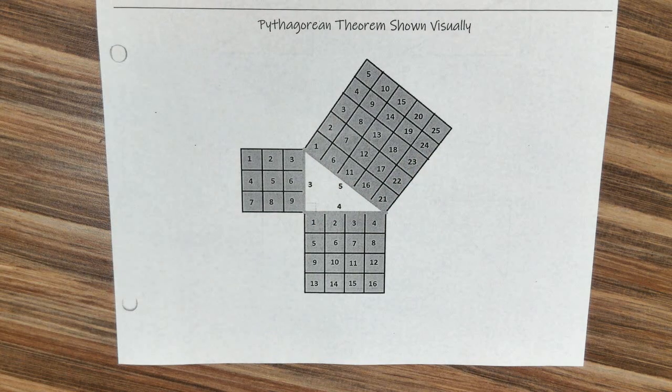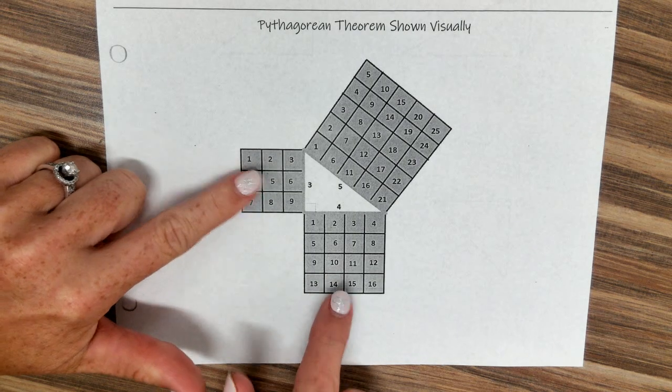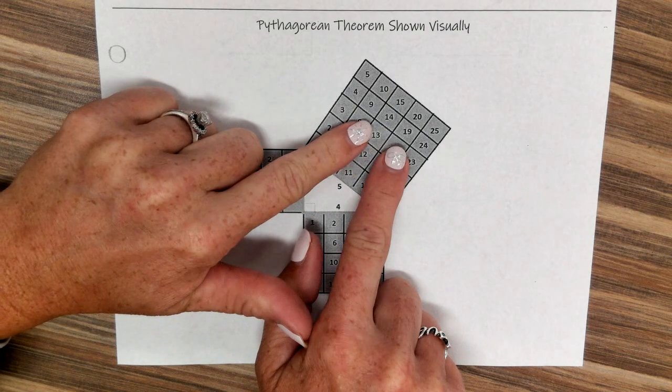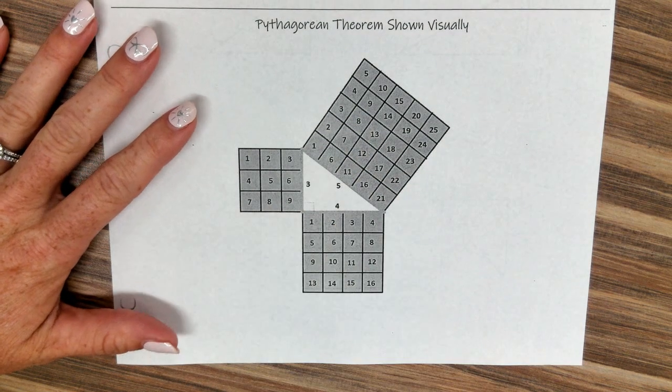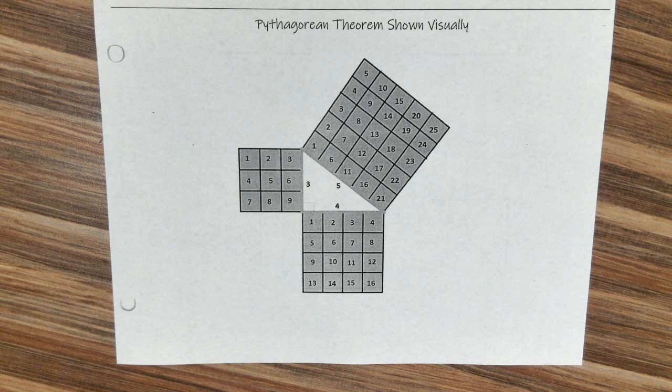What he learned is that it never failed if he had a right triangle, the two smaller squares will always add up to equal the bigger square. So 9 plus 16 is 25. And he just kept trying it and trying it and trying it, and he realized it worked every single time for right triangles. Make sense?